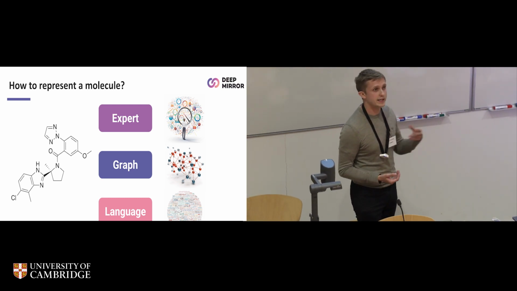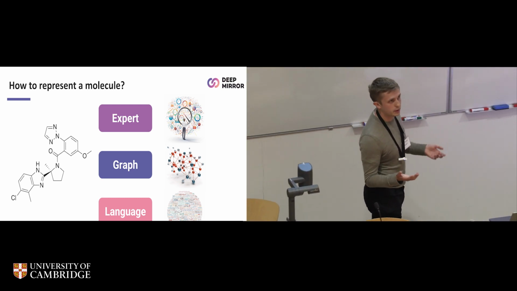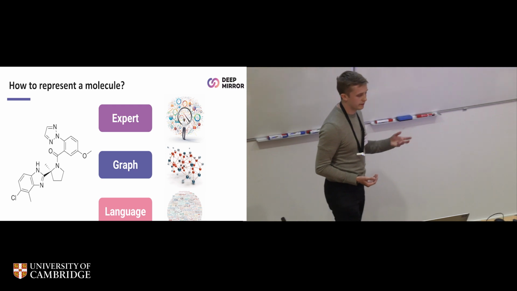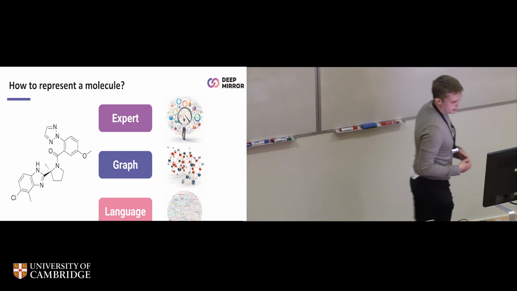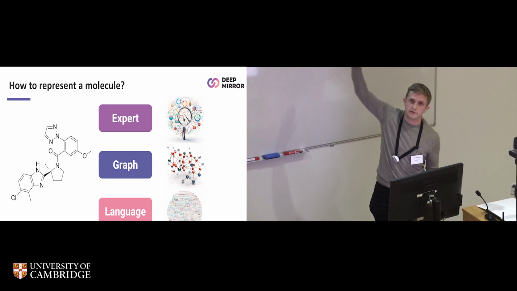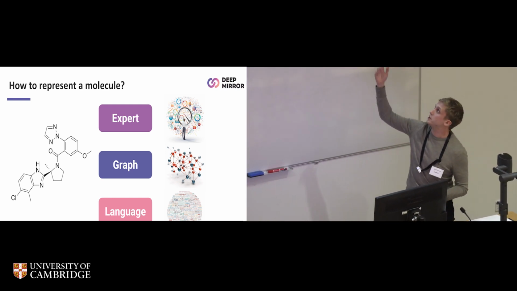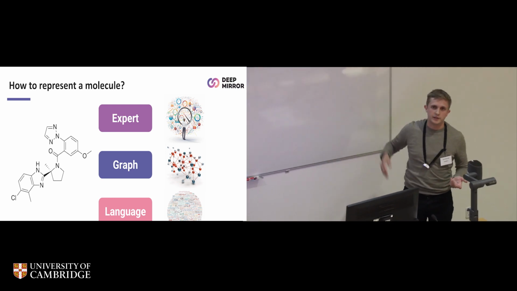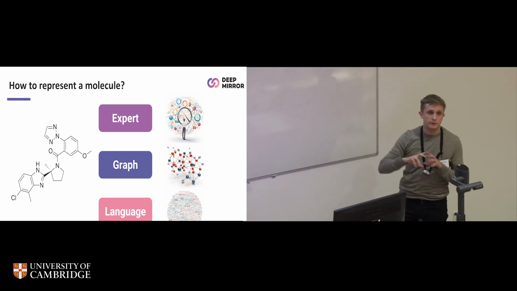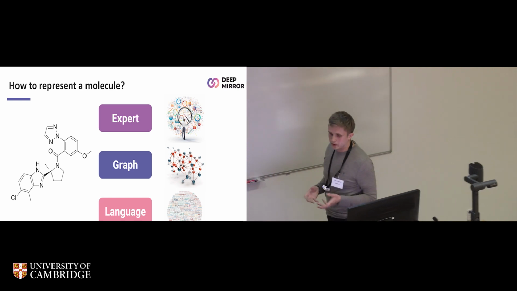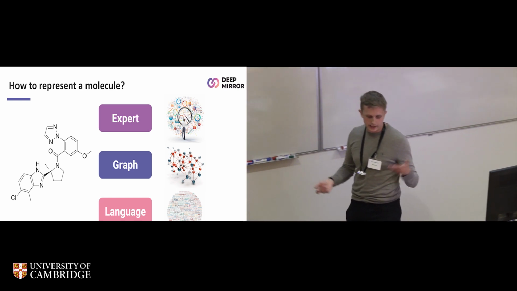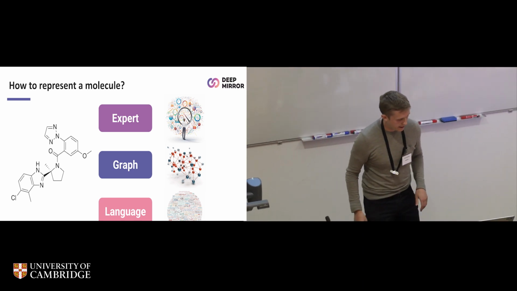This is like extended connectivity fingerprints that some people may be familiar with, which is more of a heuristic and a deterministic algorithm. And so you could choose expert features, you could choose graph features, or you could choose language features: taking the SMILES representation of a molecule, using some form of large language model to create some embedding space, and then building a model on top of this.